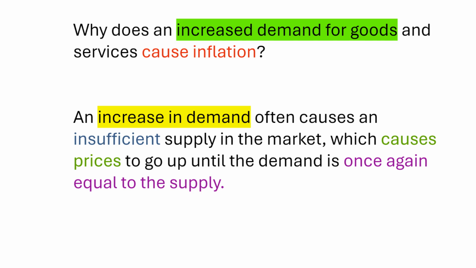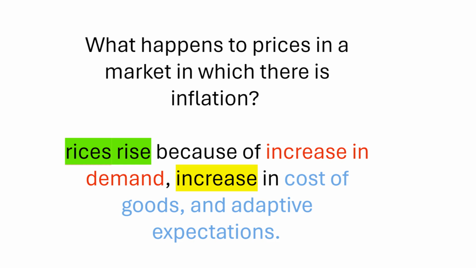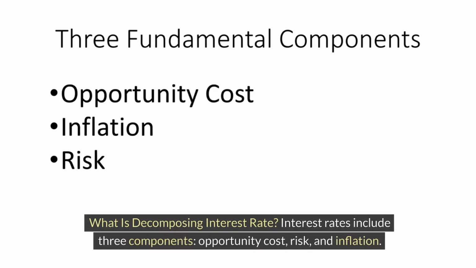Why does an increased demand for goods and services cause inflation? An increase in demand often causes an insufficient supply in the market, which causes prices to go up until the demand is once again equal to the supply. What happens to prices in a market in which there is inflation? Prices rise because of increase in demand, increase in cost of goods, and adaptive expectations. What is decomposing interest rate? Interest rates include 3 components: opportunity cost, risk, and inflation.